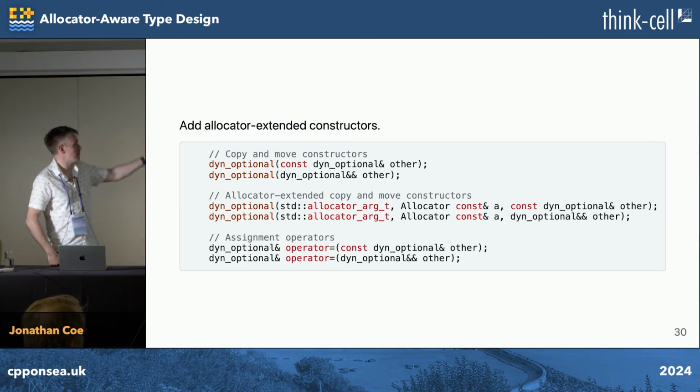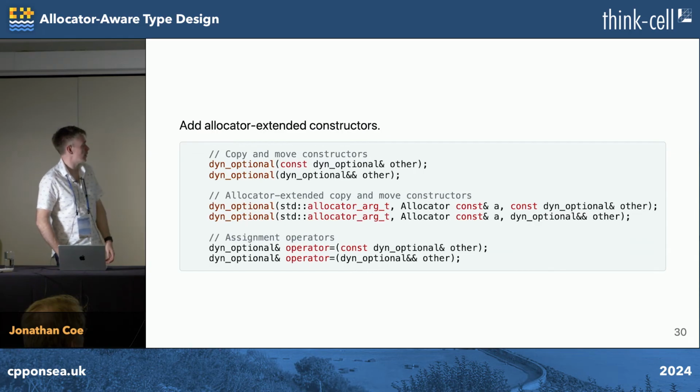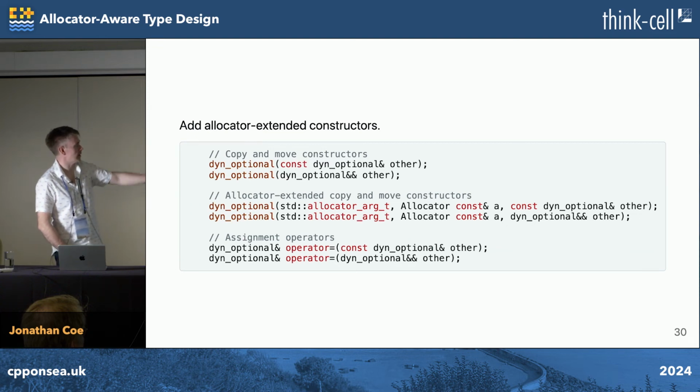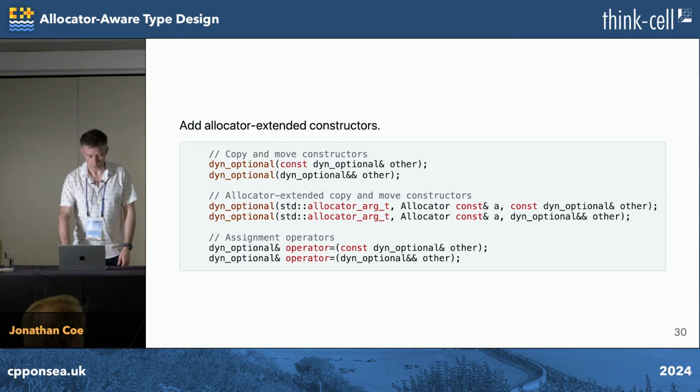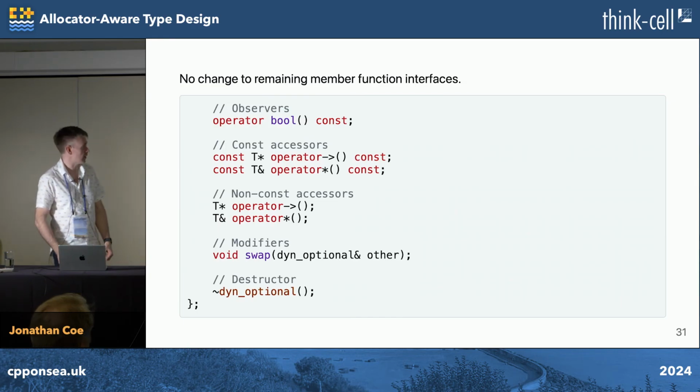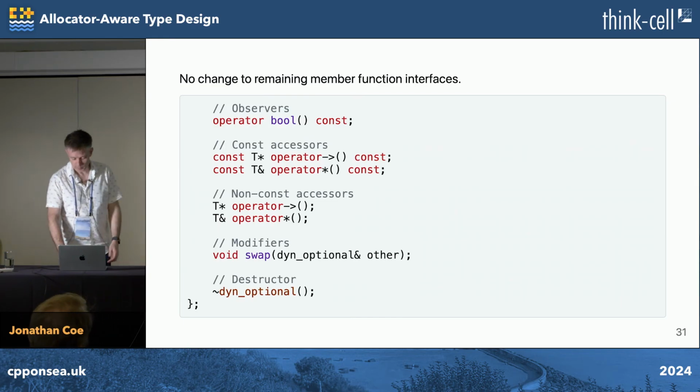So yeah, again, we need more allocator extended constructors. We need our copy and move constructor. We'll add allocator extended copy and move constructors. So again, that's just allocator_arg_t, allocator const& a in front of the arguments for copy and move constructor. And assignment, there's no allocator extended assignment. That would look weird. And there's no change to any of the rest of the functions in terms of interface. The implementations would be subtly different.